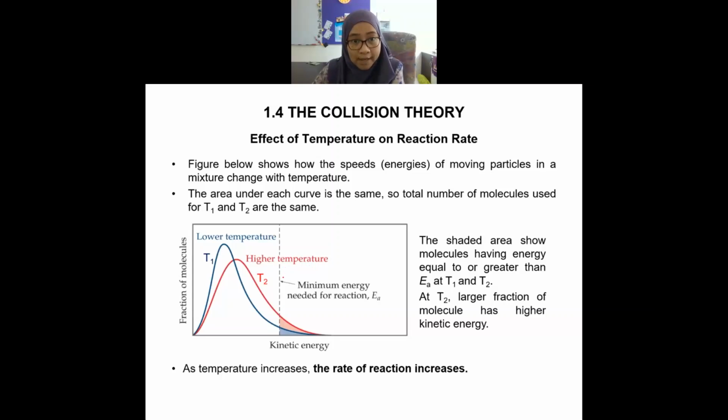Okay, kita nak compare. The area under each curve is the same, so the total number of molecules used for T1 and T2 are the same. Both curves actually have the same area below the curve. It's just that yang warna biru ni dia menegak sikit, yang red one is flattened to the right, dia melandai sikit. But the area below the graph is actually the same untuk dua-dua graph.